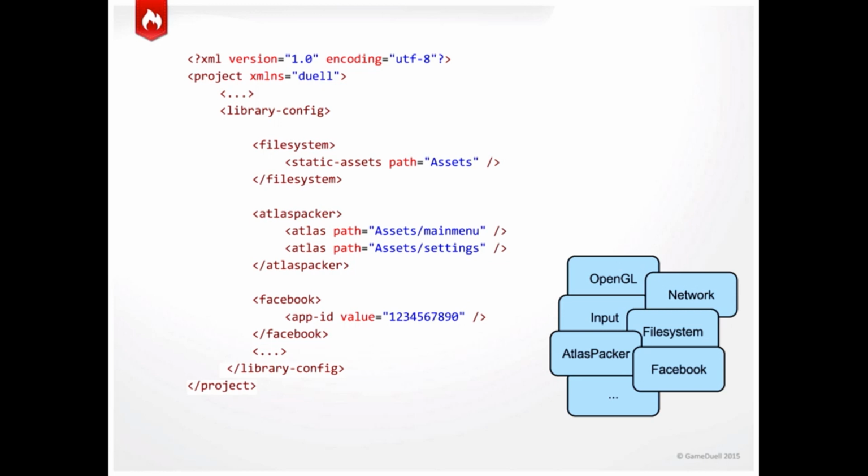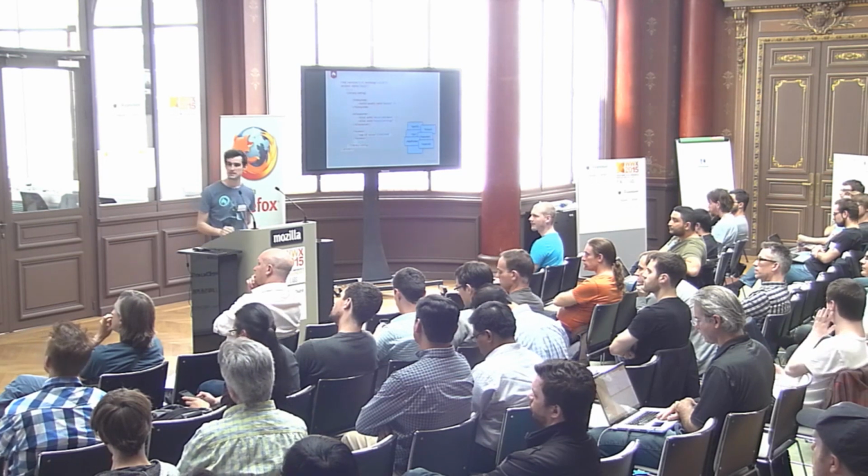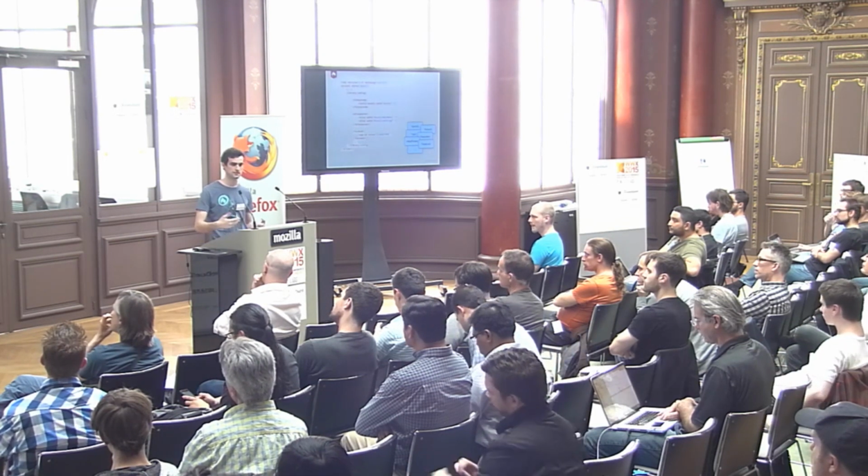The libraries also have configuration. For example, here, the middle one, the Atlas Packer, is a library that, when you build your app, automatically generates the sprite sheets for you. And you can configure where your atlases are. We have a Facebook library, and you just include the library and specify your app ID, and underneath it does everything for you, like link the Facebook SDK, some Info.plist stuff on iOS, and Android. Basically, anything that you usually have to do natively is done by the library.